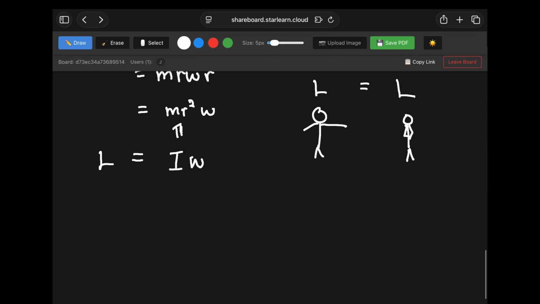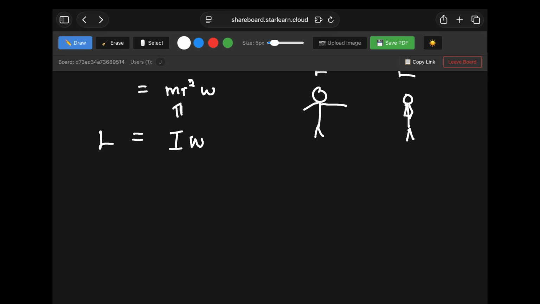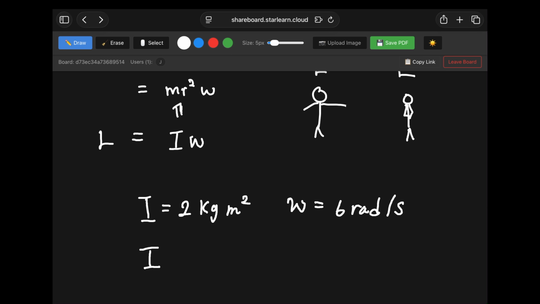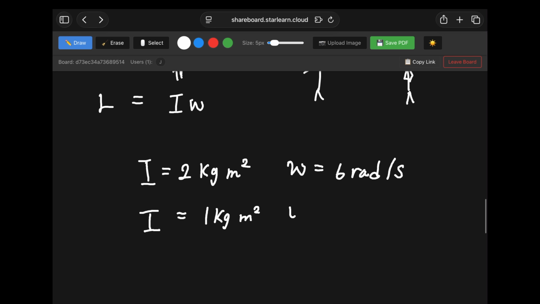So let's do a quick practice. Let's say we have a disk, and let's say the inertia is 2 kilograms times meter squared, and it spins at 6 radians per second. Now, the inertia actually changes. Let's say it contracts to just 1 kilogram times meter squared. So now we have to figure out the new omega.